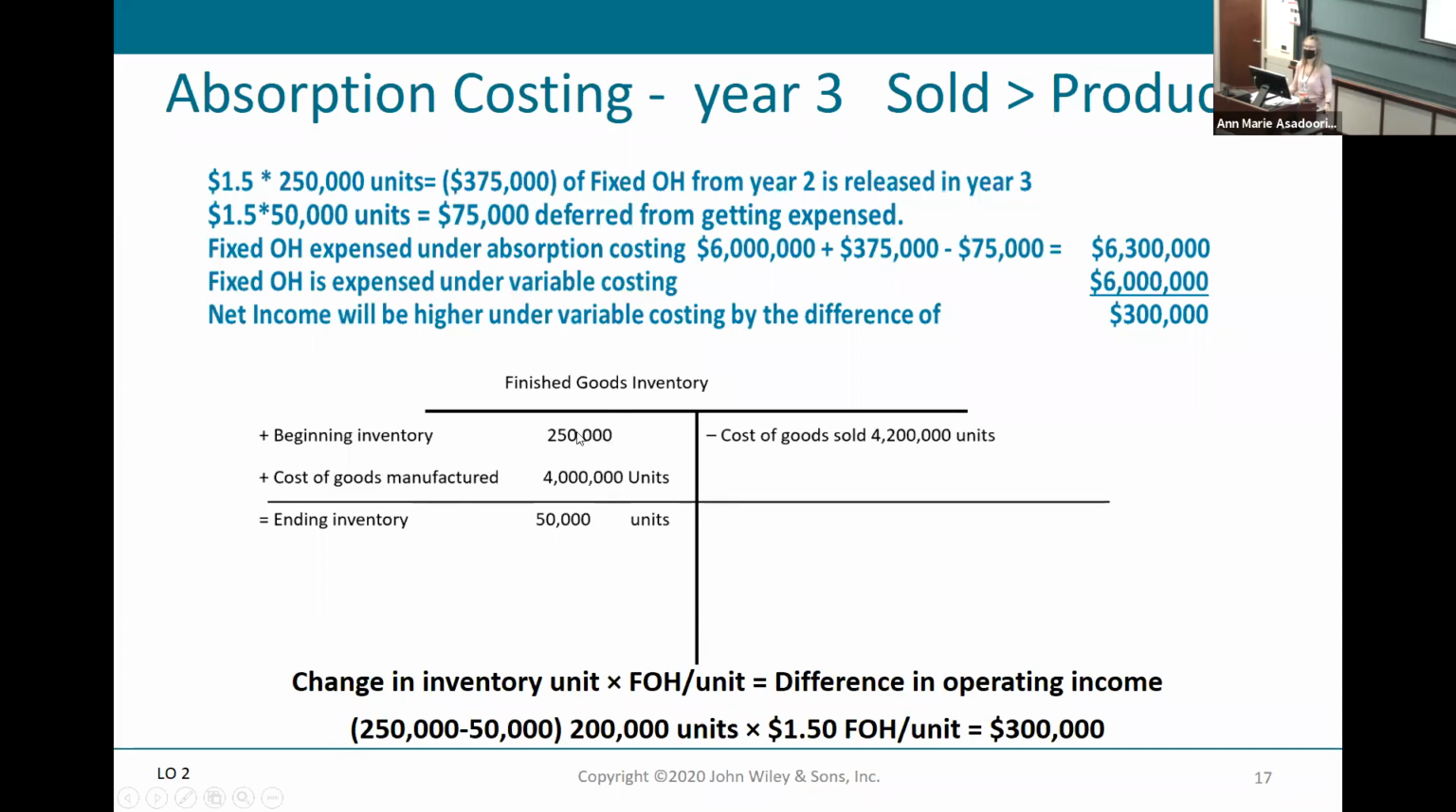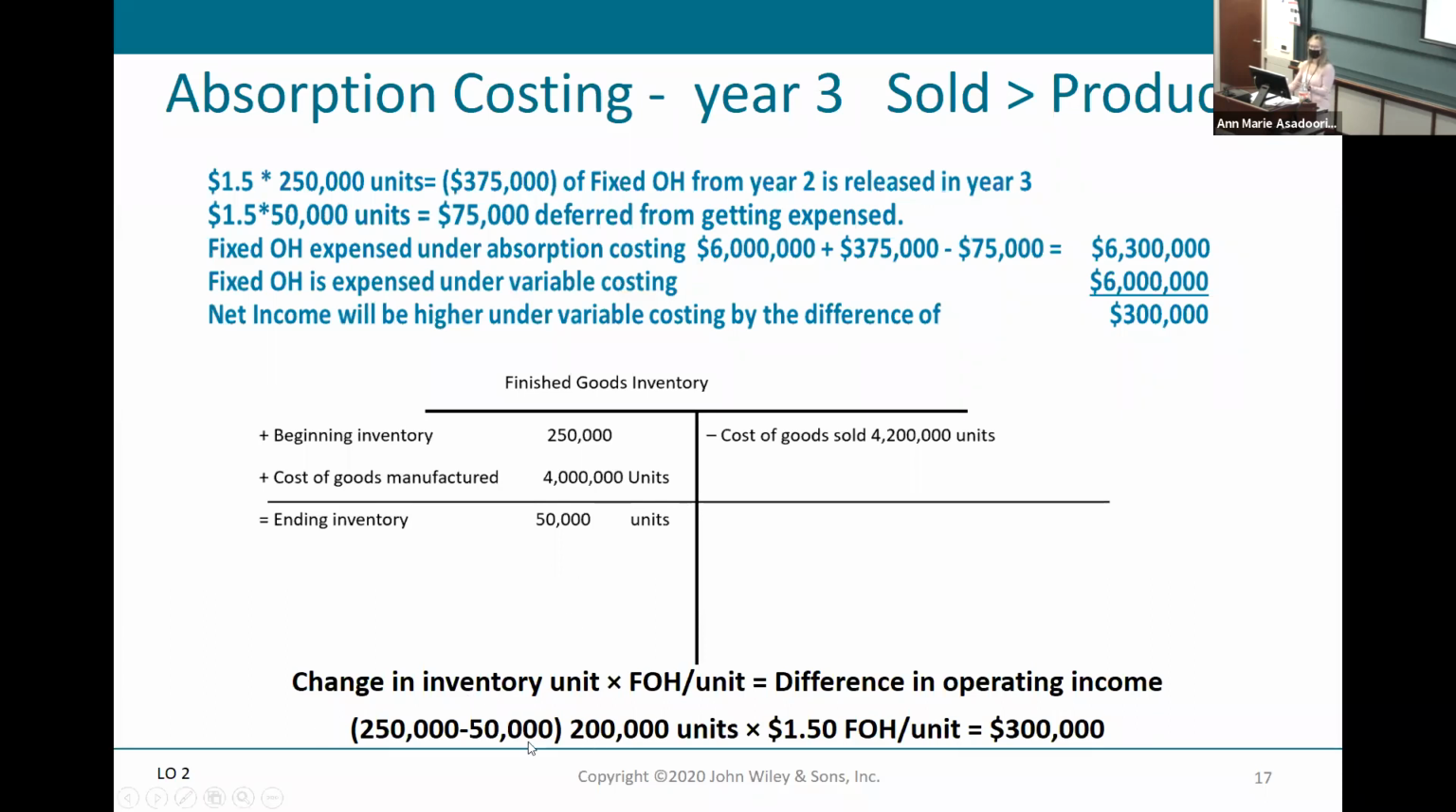Right. So I'm looking here and I'm going to sell not all of it, right? Of the 4.25 million units, 2.4 are sold, which means 50,000 units are not sold. Right. So what I'm looking at here, and this is how they tell you how to do this, is your change in inventory. So my inventory went from 250 units to 50,000 units. Inventory goes down from 250 to 50, which means you must be selling more than what you are producing, which means you're going to have a higher net income under variable costing.